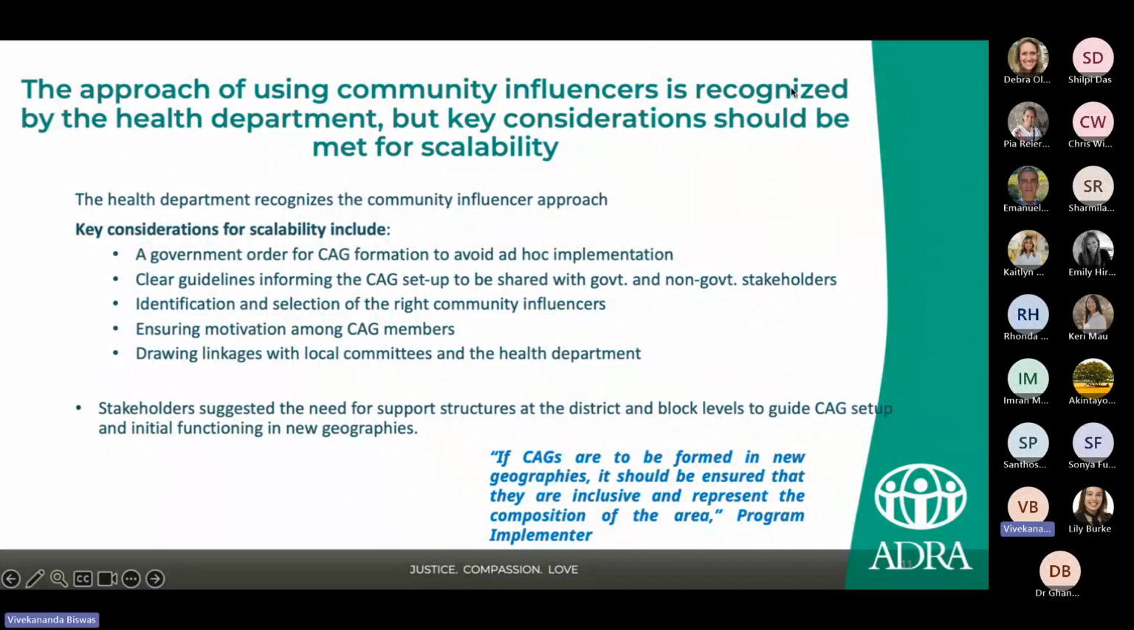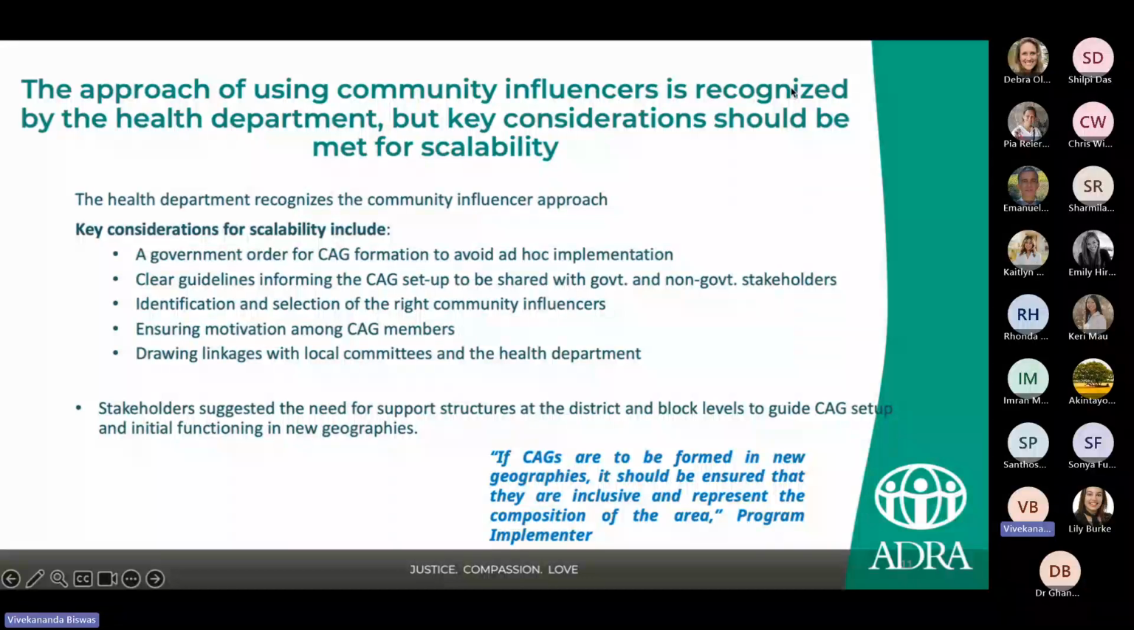A clear guideline is also very necessary, on how to set up the CAG, who will be the members, mentioning all these details. A clear guideline needs to be developed. Through CGPP, yes, we have developed a detailed SOP for that, and we have shared it with the government, so that if they want, they can replicate it in other areas also.